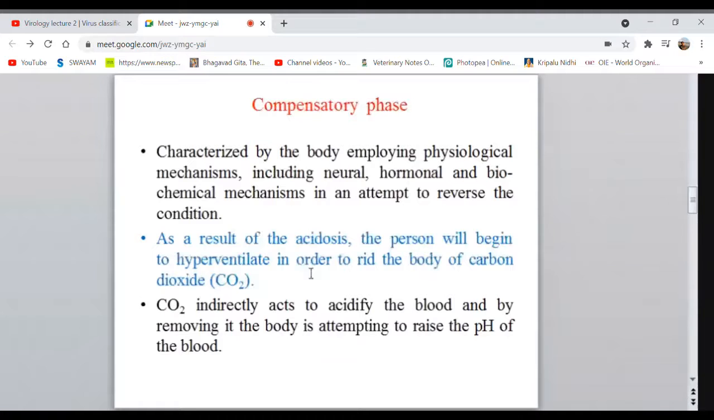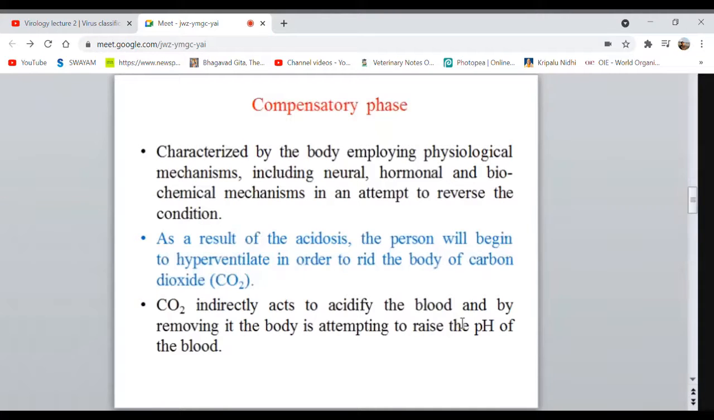So as a result of this acidosis, the person will hyperventilate in order to get rid of the carbon dioxide. Because of acidosis, the person will begin to hyperventilate and get rid of the carbon dioxide. And the carbon dioxide then indirectly acts to acidify the blood.